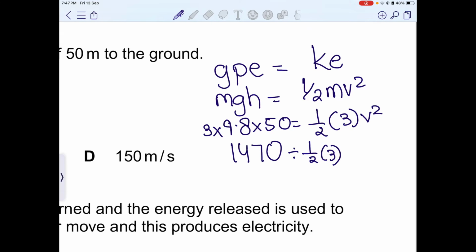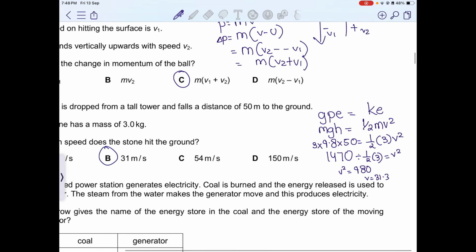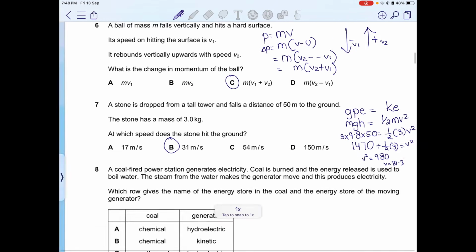Half into 3 is basically 1.5. When I divide my answer by 1.5, I get 980. So v squared is basically 980. If you take the root of 980, that gives you 31.3. So v is basically 31.3. Do we have option as 31.3? Closest is 31, so you take that option, 7B.